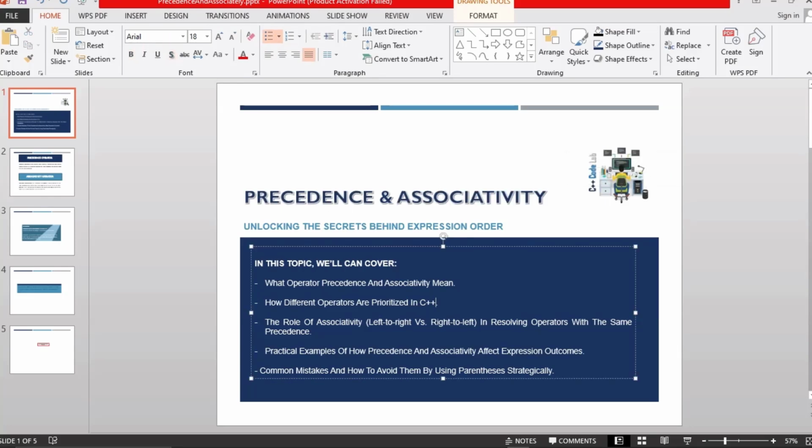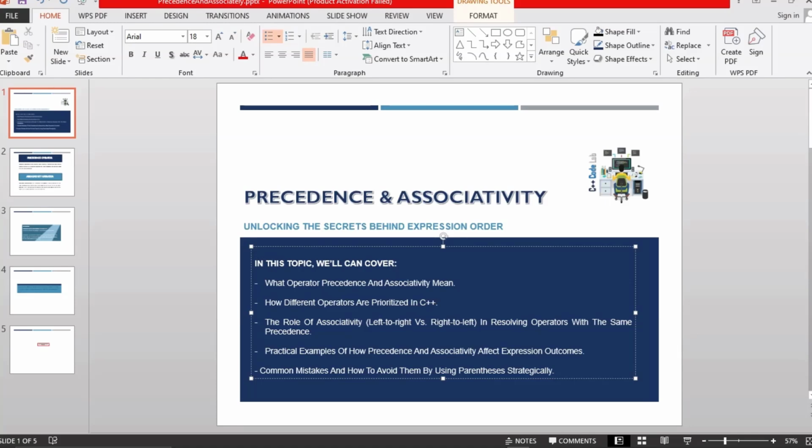Next, we will see how different operators are prioritized in C++. We know what operators are, or if you don't know it, I'll bring that to your knowledge. So we understand how those operators are being prioritized in C++.